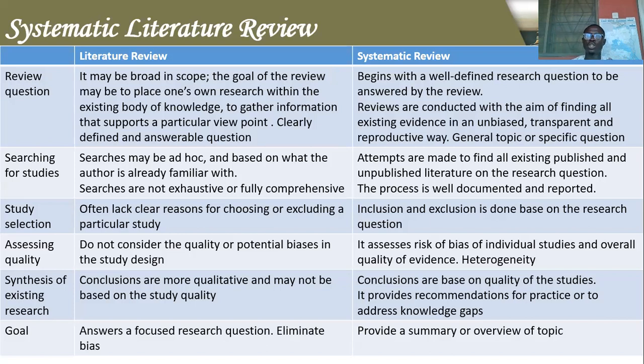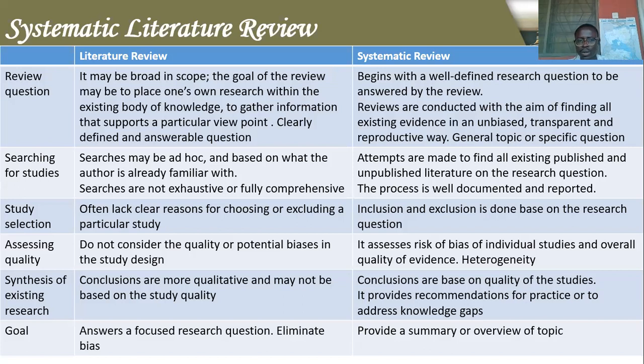So that is it. But when you talk about the traditional literature review, we are just looking at it from the scope. The goal of the review is to place one's own research within the existing body of knowledge. So clearly define an answerable question. Here we can present it in themes, maybe causes of HIV, effects of HIV, then maybe measures to curb HIV or teenage pregnancy. That one is just in themes. But with a systematic review, you want to ask questions that will drive the review. And the question will determine what happens at each stage of the review.